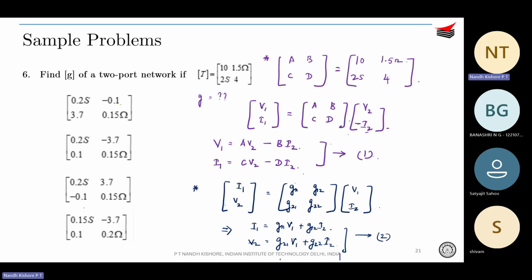Now if we can solve this, we know what ABCD is, we just need to solve it properly and we will get the answer. Okay. So how do we solve this? That is the question. How do we solve this?